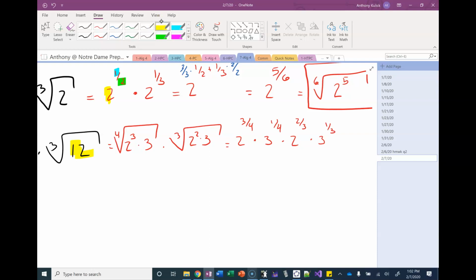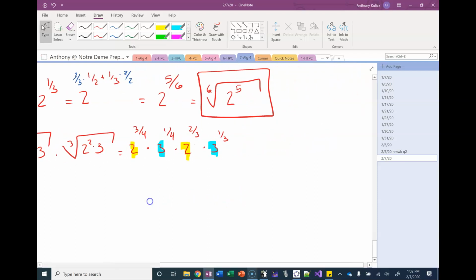So we started with the problem where the radicands were different. But if we look at where we're at now, we have things where the base is the same. So we can do some multiplication here, even though at first glance, maybe it didn't look like that was going to be possible. Does everybody see that? So I have 2 to the 3/4 plus 2/3 times 3 to the 1/4 plus 1/3.